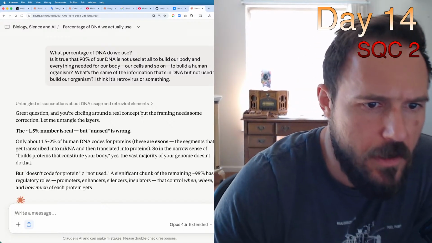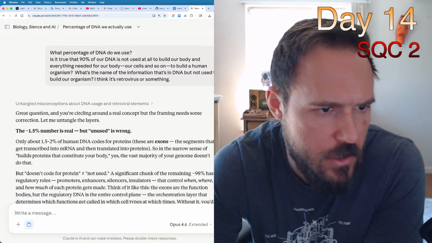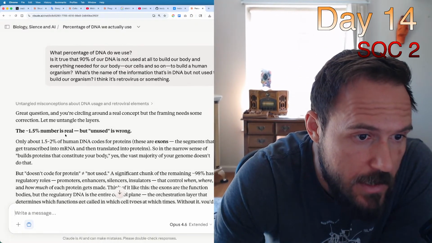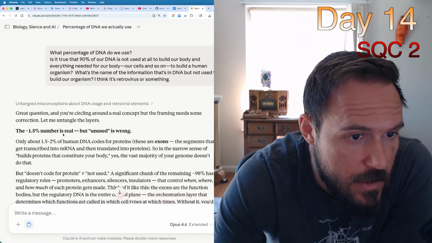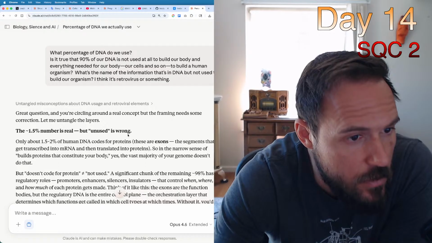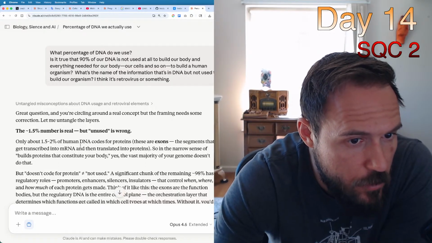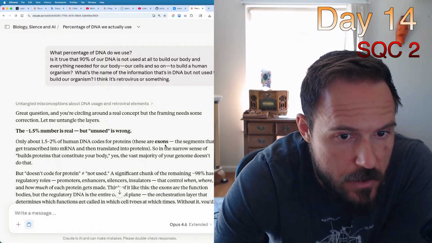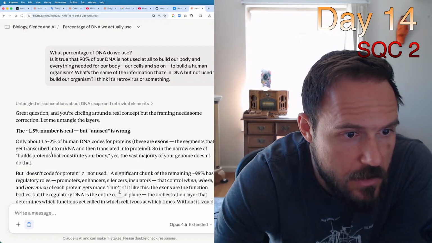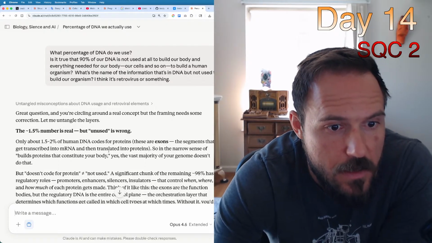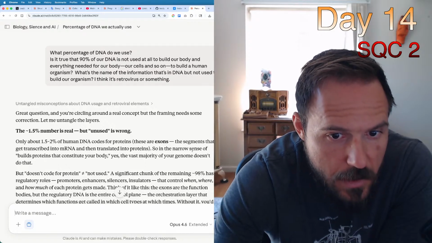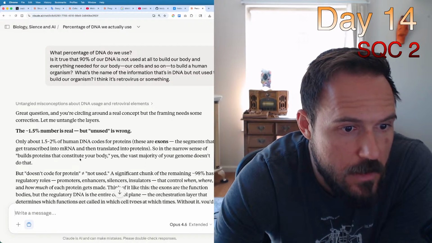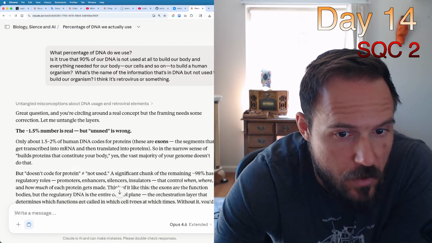You're circling around the real concept, but the framing needs some correction. Let's school me. The 1.5% number is real, but "unused" is wrong. Only about 2% of human DNA codes for proteins. These are exons, the segments that get transcribed into RNA and then translated into proteins. So in the narrow sense of building proteins that constitute your body, yes, the vast majority of your genome doesn't.